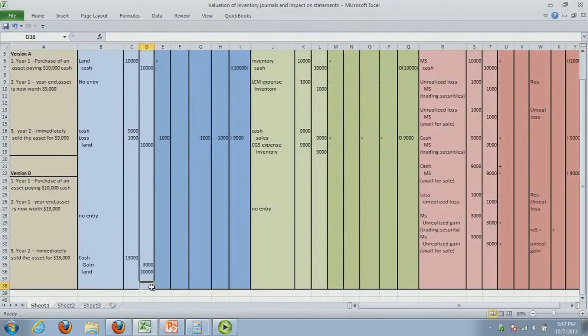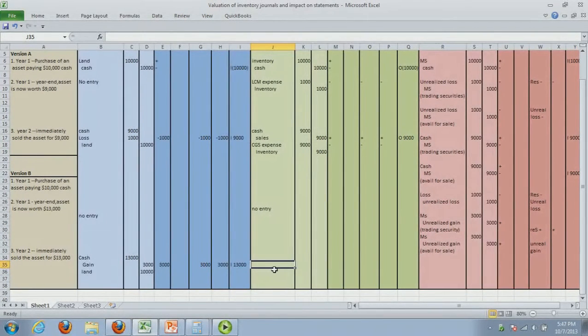So here's the recognized gain of $3,000, and this should mean that we have more assets by 3, cash higher than land. Gain is a revenue, and it closes into retained earnings, so our retained earnings goes up. Our net income is increased, usually under other revenue and expense, and the cash is $13,000. So that's going to be investing. I'll just put I and $13,000. Okay, so that's kind of what we expect.